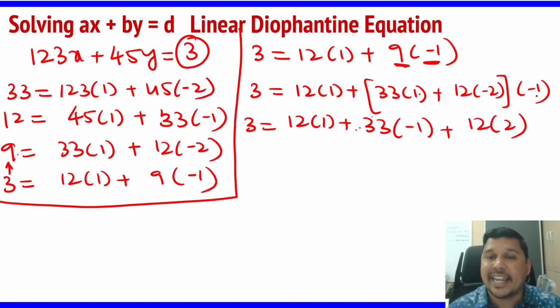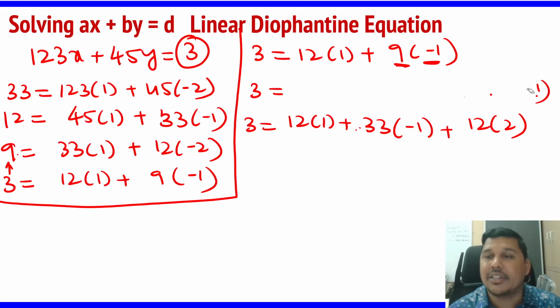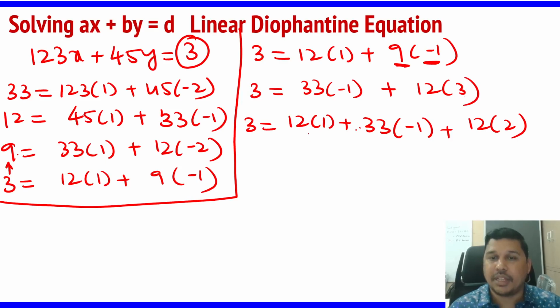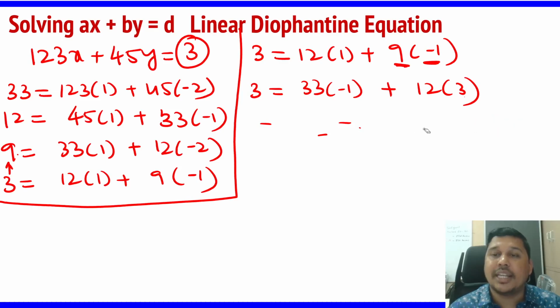If I rewrite this equation, just to reutilize this space, I will write it like this. It becomes 33 of minus 1 plus 12 of 3. I have just added 1 and 2, right? Now you substitute the next equation, go on top, you have the equation for 12. Place this equation in place of this 12.